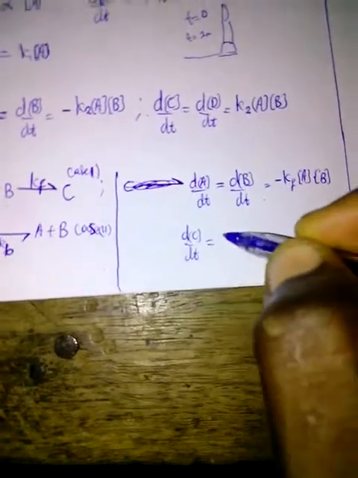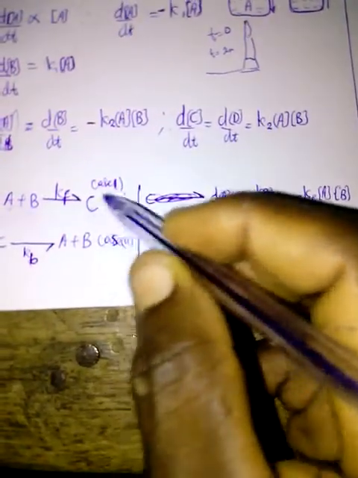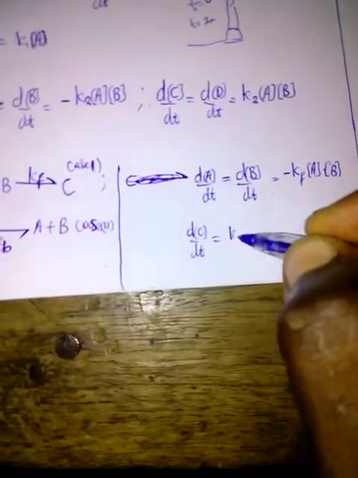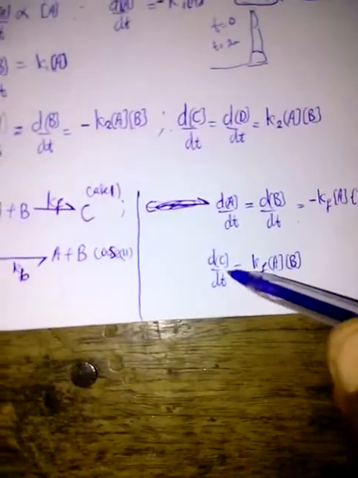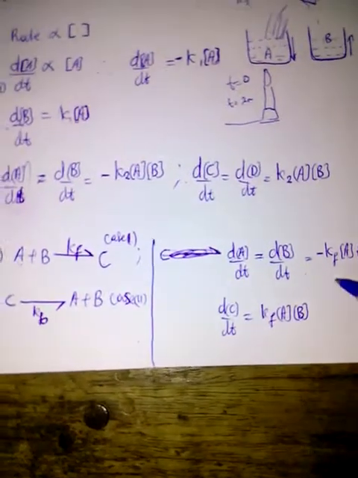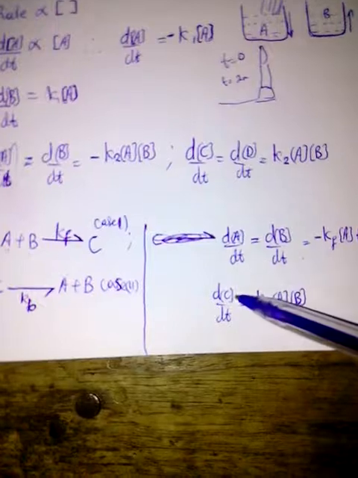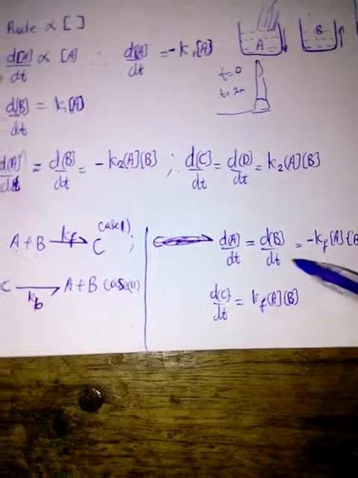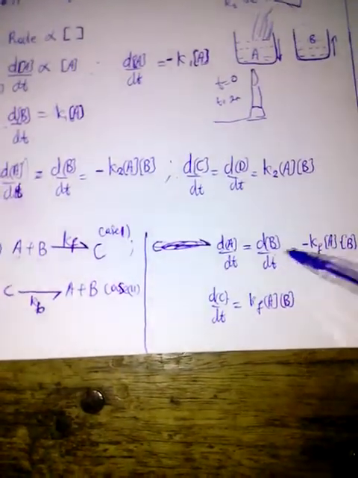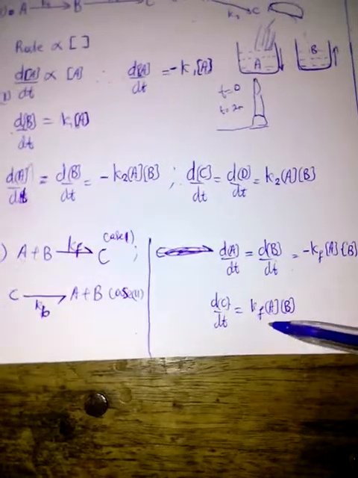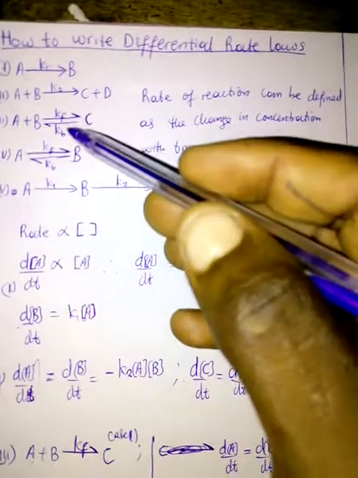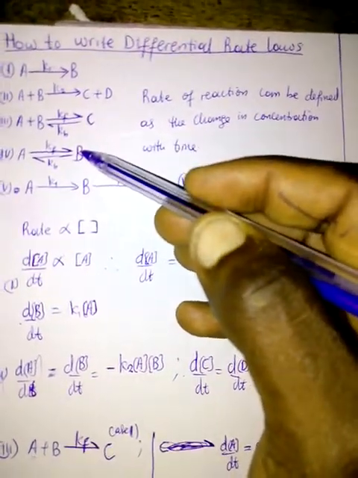the differential rate in terms of C, since C is the product being formed, equals KF[A][B]. There's no difference. The only difference here is that this is the product. The only difference between these is that there's a negative sign here. This is showing we are writing in terms of reactant, that's why you have the negative sign, and this is showing we are writing in terms of product. Since 3 and 4 are the same thing, we follow the same mechanism.